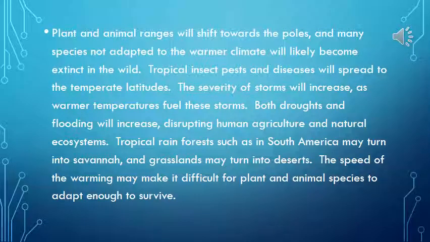Plant and animal ranges will shift towards the poles, and many species not adapted to the warmer climate will likely become extinct in the wild. Tropical insect pests and diseases will spread to the temperate latitudes. The severity of storms will increase as warmer temperatures fuel these storms. Both droughts and flooding will increase, disrupting human agriculture and natural ecosystems. Tropical rainforests, such as in South America, may turn into savanna, and grasslands may turn into deserts. The speed of the warming may make it difficult for plant and animal species to adapt enough to survive.